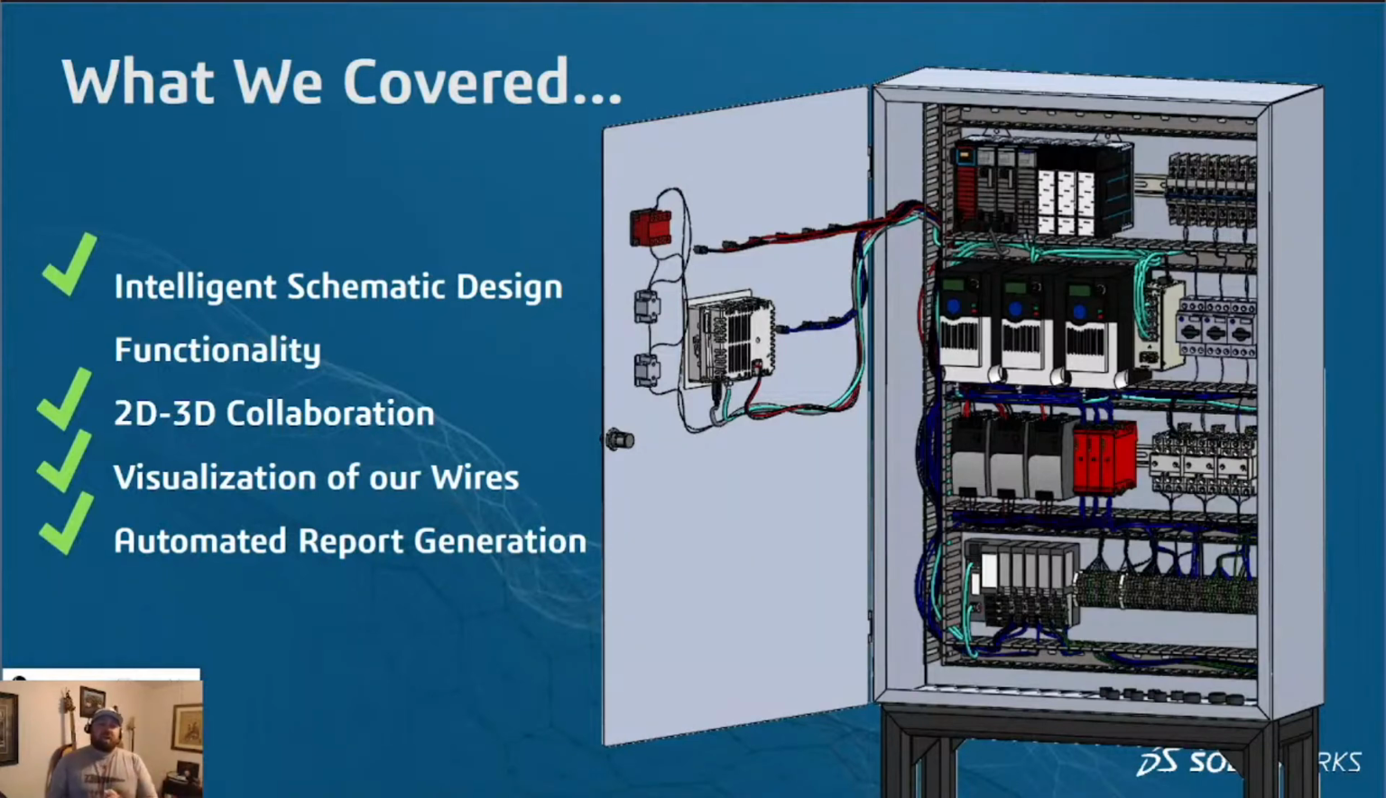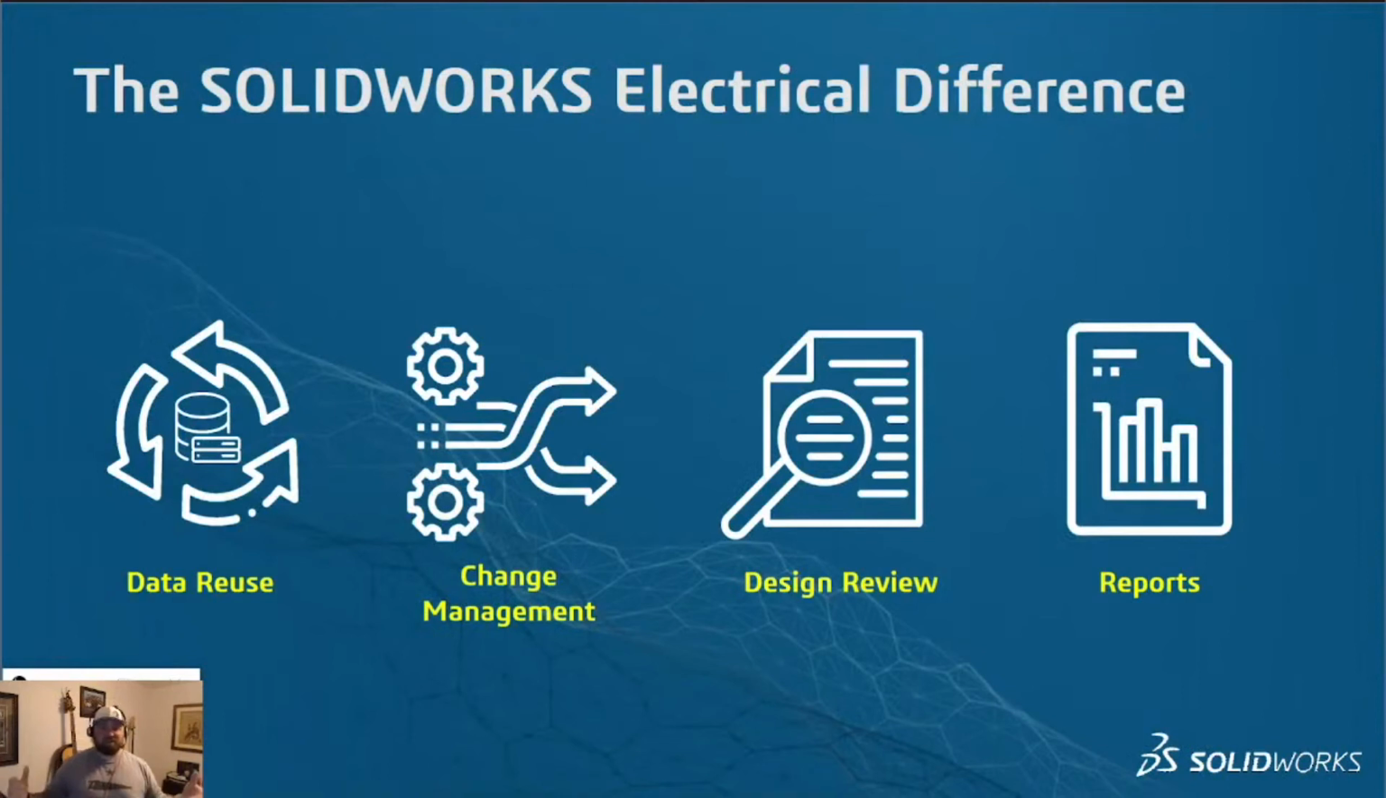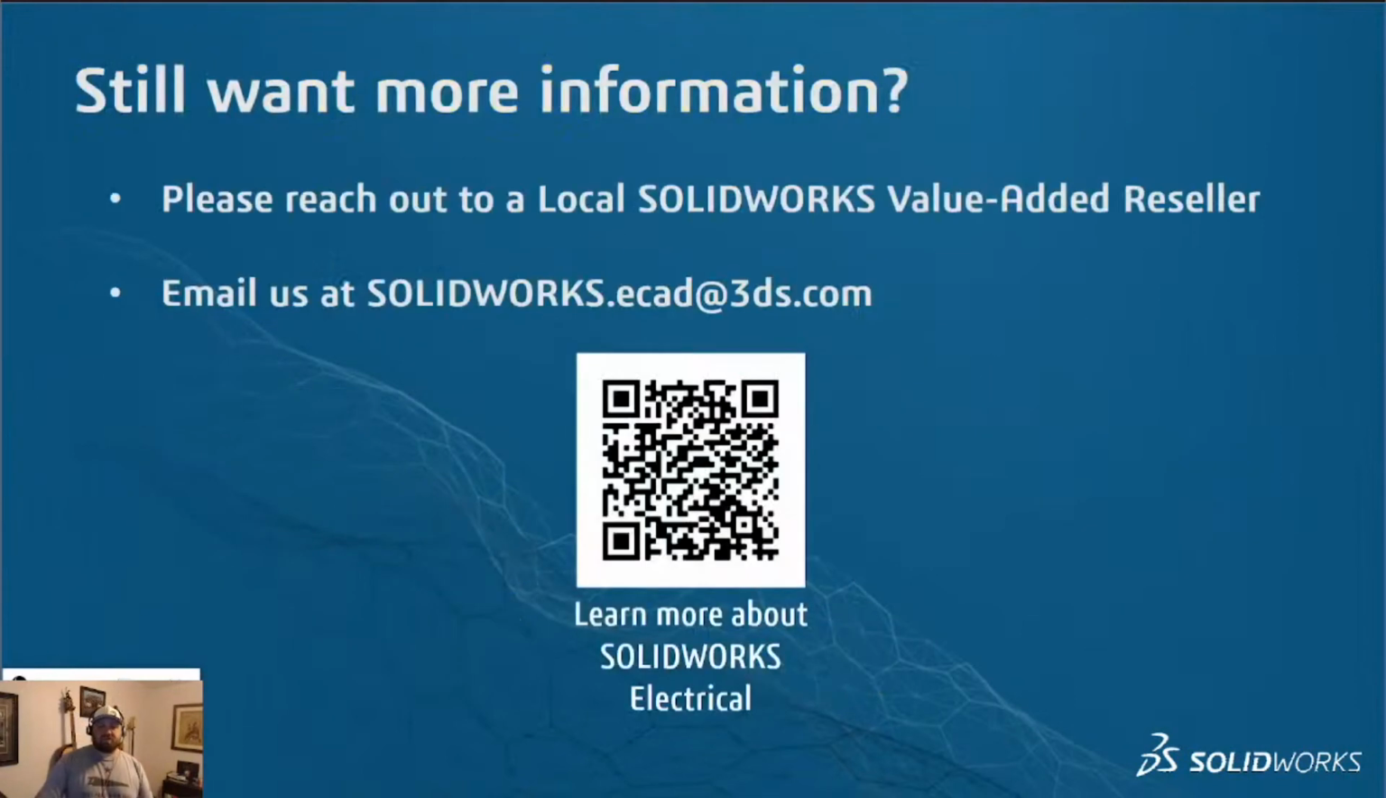And then, of course, at the very end there, we automated our report generation. Remember, there's two different types. There's reports that have your bill of materials and to-from wires, and then you also have your design rule checks, which is another type of report that you would not necessarily have as part of the project, but you can just run them and see the kind of information you're working with. So SOLIDWORKS Electrical, the major pieces of the puzzle: the data reuse, the change management, design review, and of course, those reports. If you are interested in more about SOLIDWORKS Electrical, that's going to take you to solidworks.com, the ECAD page.